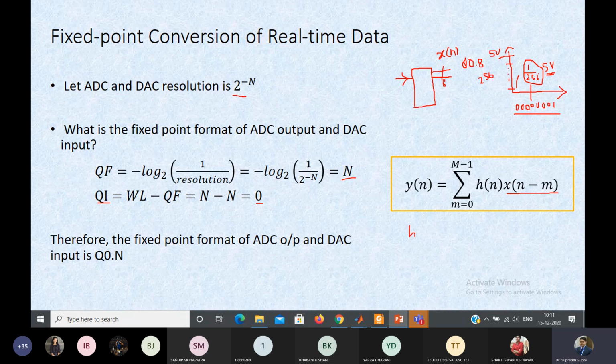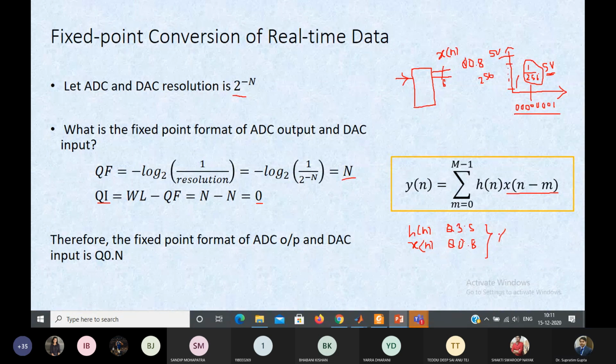Okay, so we get out of this given. Now say your hn you have represented in Q3.5 format. Your xn is coming with Q0.8 format. Now if you are multiplying these two, hn and xn, what will be the output? Output would be Q, 3 plus 0 is 3 and 5 plus 8 is 13. That means it will consume 16 bits, right?